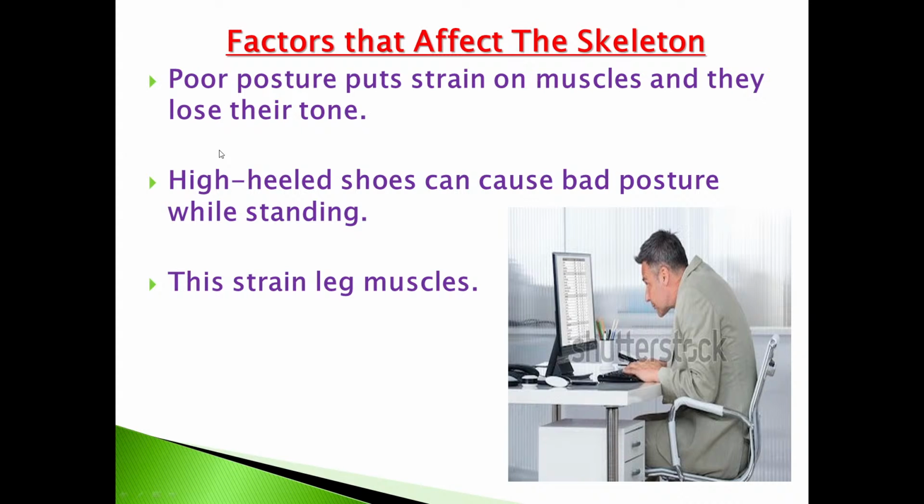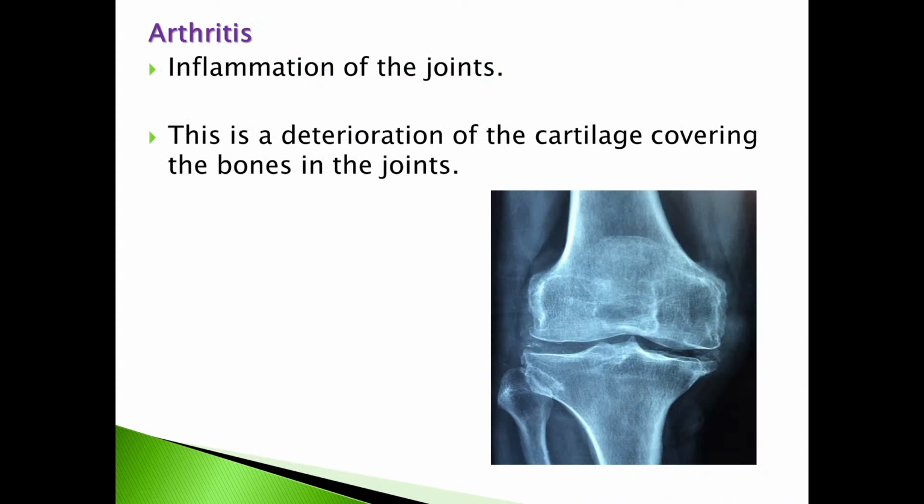So those are examples. If I should ask you to give me examples of persons exercising poor posture, you can say leaning forward while sitting, or you can say wearing high-heeled shoes. Those are examples of persons exercising poor posture.